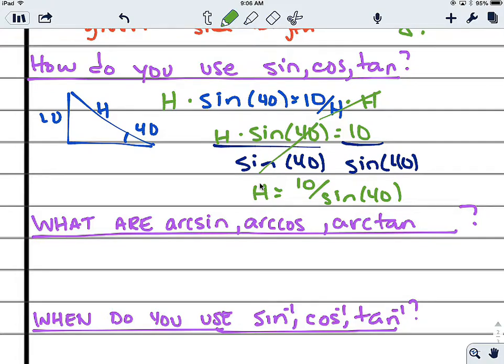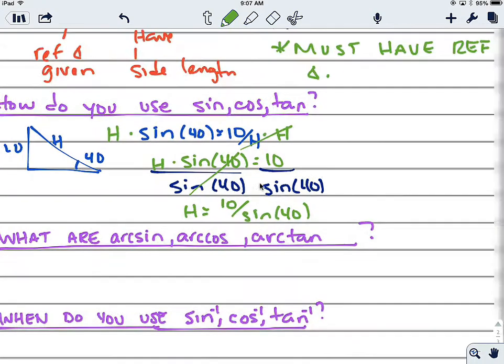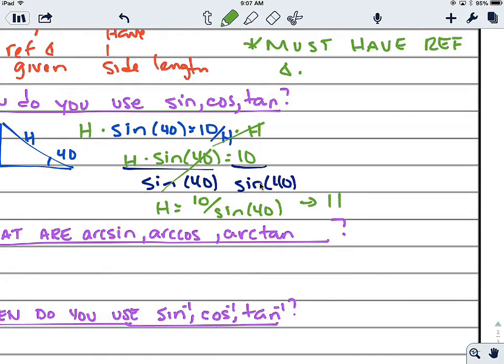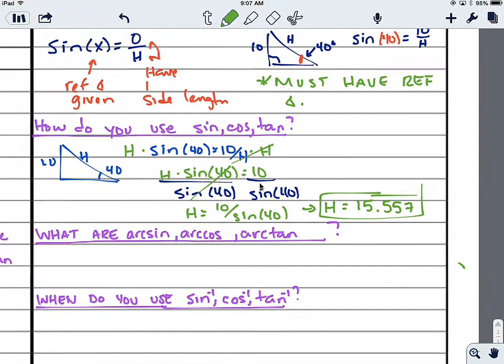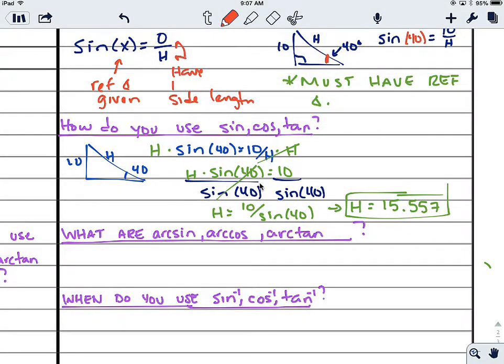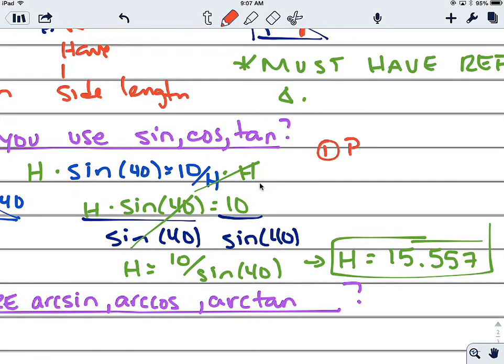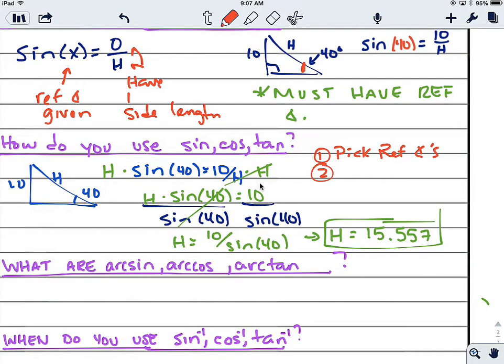Okay, so if I take 10 divided by sine of 40, h should be 15.557, which makes a lot of sense because that is the hypotenuse, that is the longest side length. So again, the steps are going to have to be to pick a reference angle, which of course we do so we can know what to call the parts that I've actually been given.